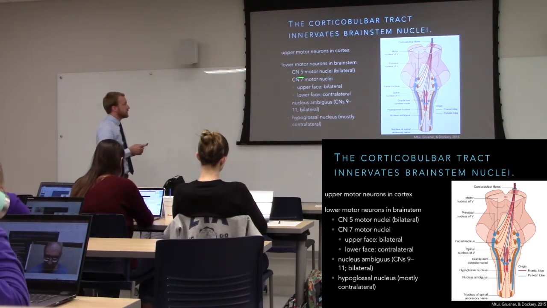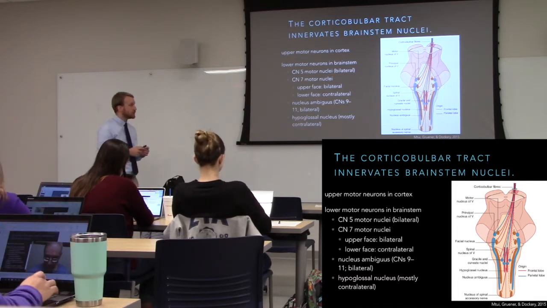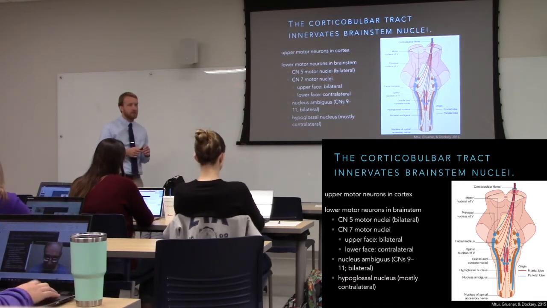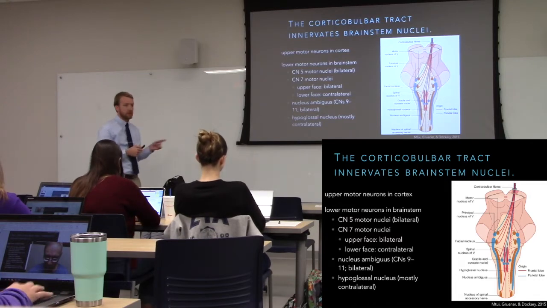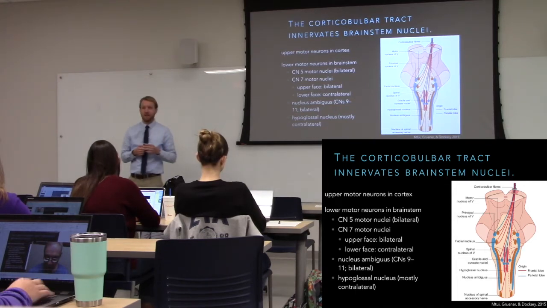The facial nerve is a little unique, though. Some parts of it are going to get bilateral innervation, and others are going to get contralateral innervation. And this makes it difficult for us to move some parts of our face independently.